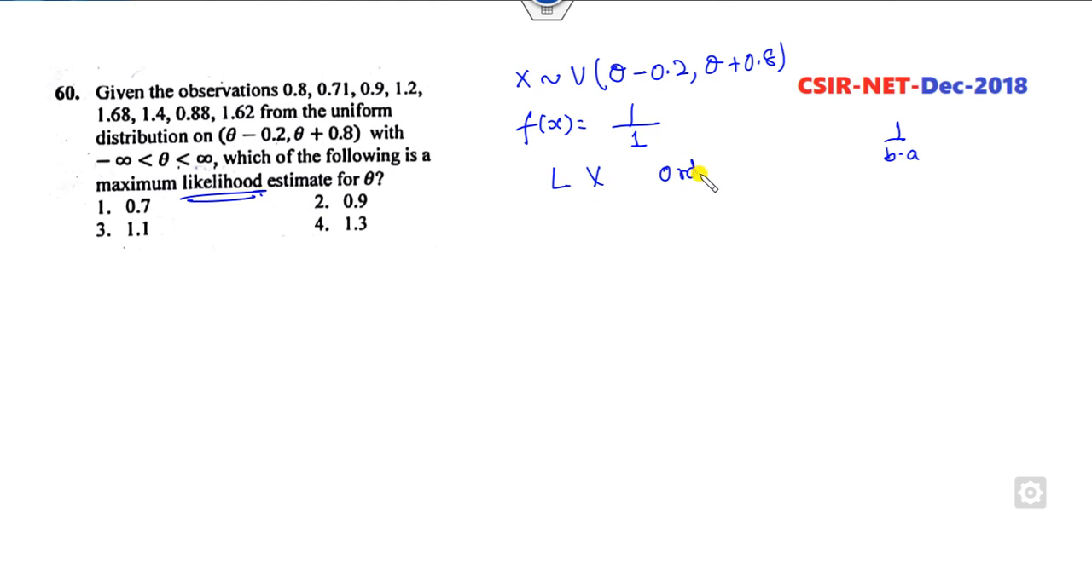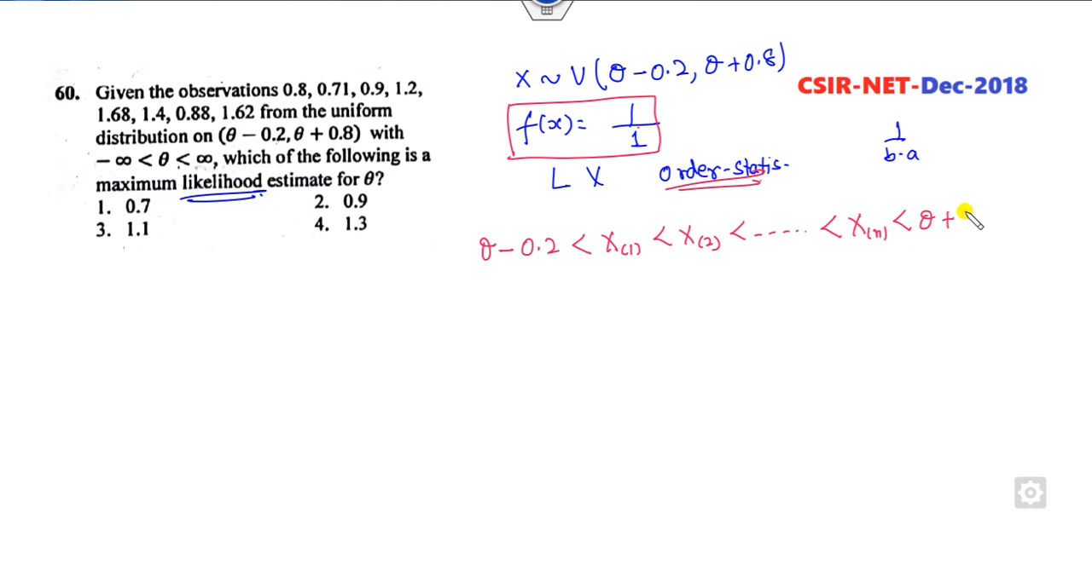That means you have to use order statistics. Always remember students, whenever you find the likelihood function is a constant, then you always use order statistics. The first one is always less than this, the second order statistic, and here this lies between. Fine. Then your target is to find the estimator of this. So from here, what is the value of this? What is x1? The smallest element. So look at that. What is the smallest element in this observation? The smallest element is 0.71. So what is theta 1?